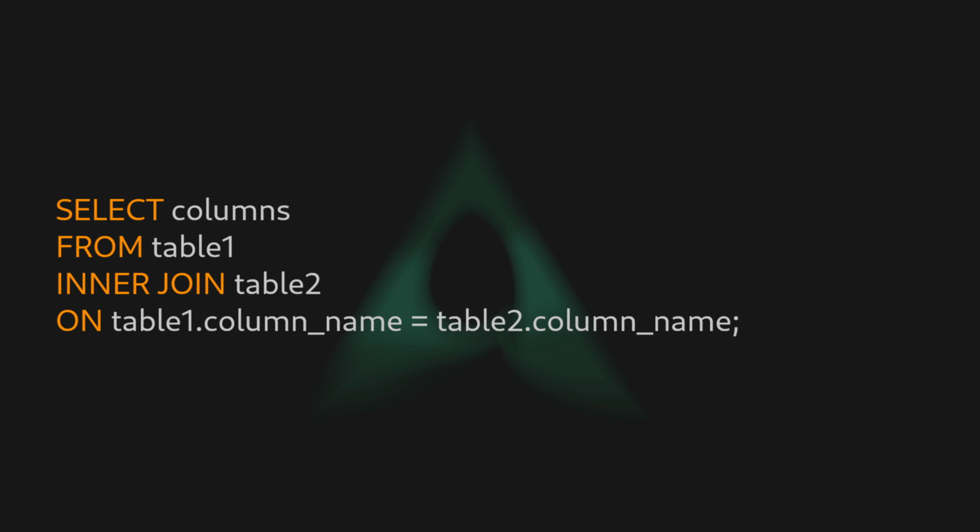Now let's take a look at the inner join operation. Inner join returns only rows that have matches in both tables. If we have a record in one table that has no match in the other one, it won't be returned by the inner join.